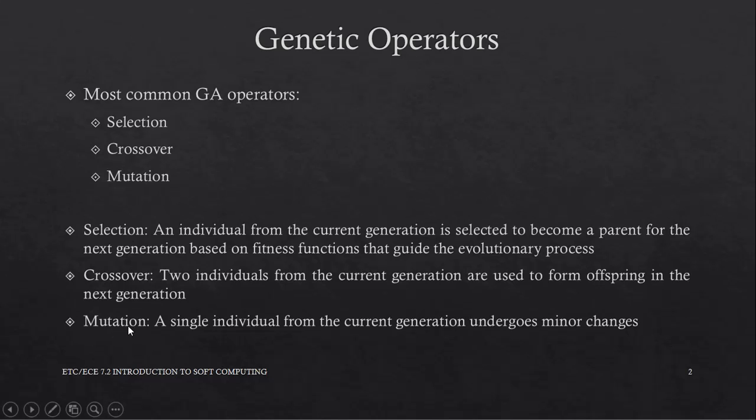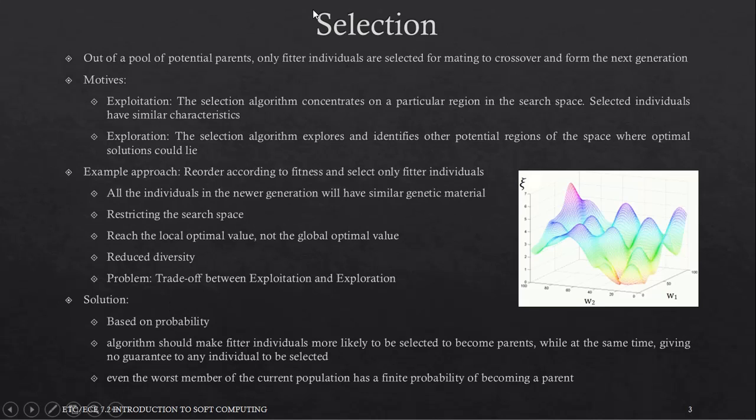Let us try to understand each of these operators briefly. Selection is a very important component of GA. In this process, out of a pool of potential parents, only fitter individuals are selected for mating to cross over and form the next generation. There are two possible motives of selection. One is exploitation and the other is exploration.